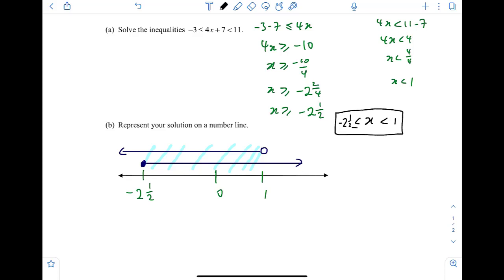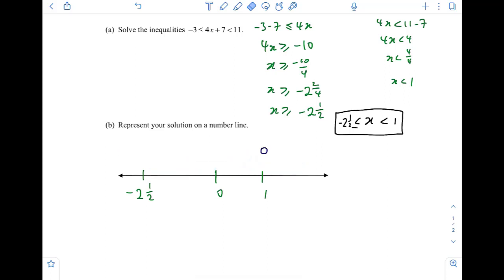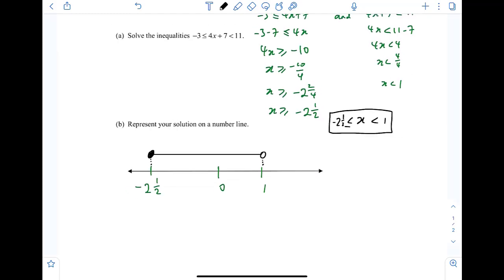So when we present our answer on the number line for the final answer, we must follow this inequality. So what is the final solution? X is in between negative 2.5 and 1. It can include negative 2.5, but it cannot include 1. So this is a shaded circle, and the other is an open circle, with a dotted line. Final answer for this particular question.